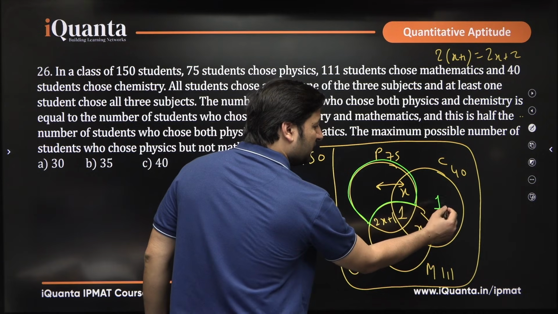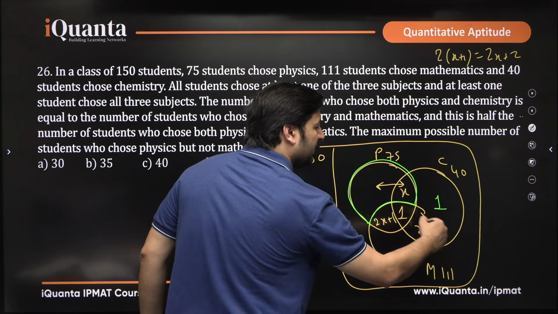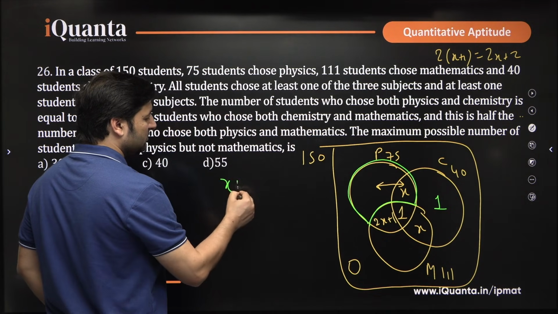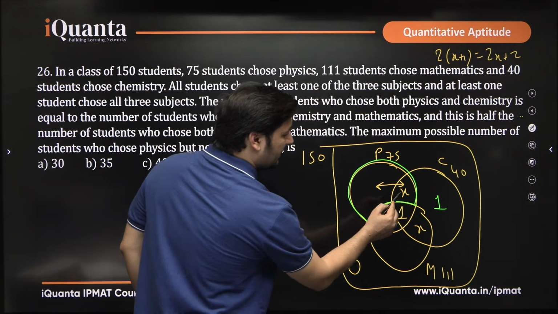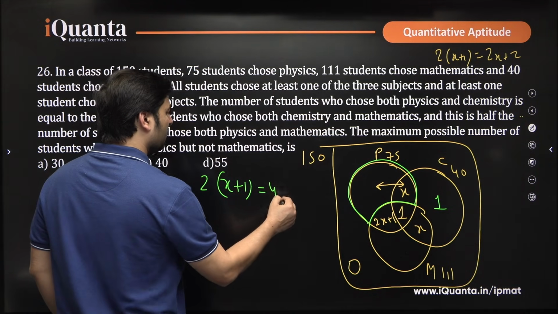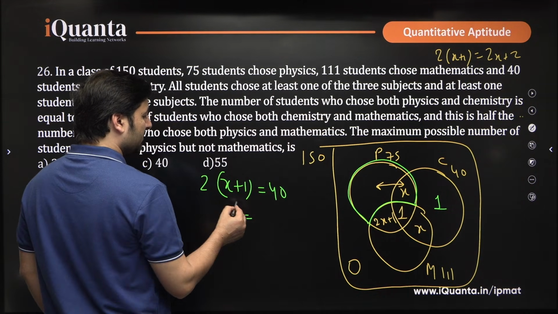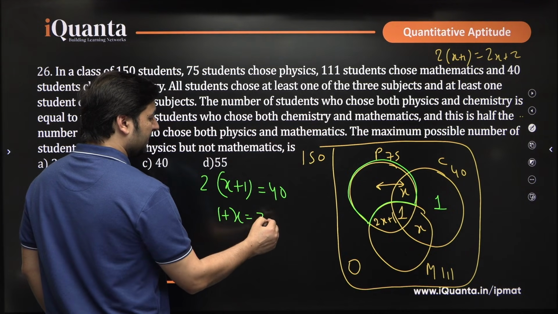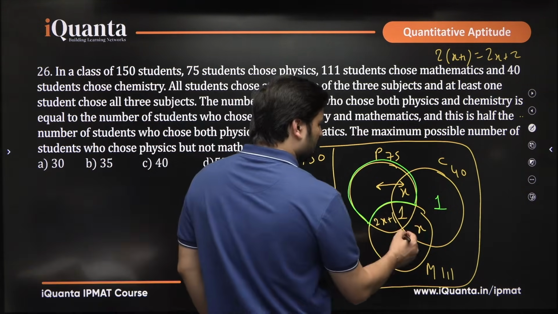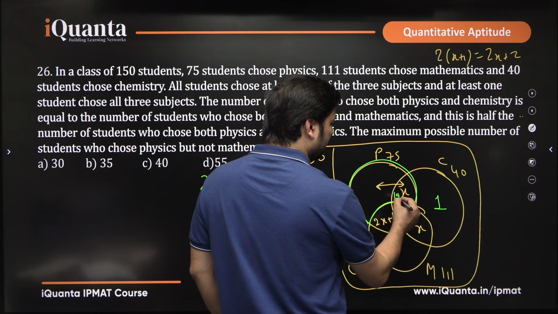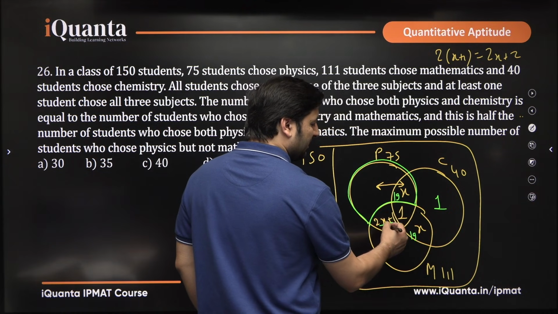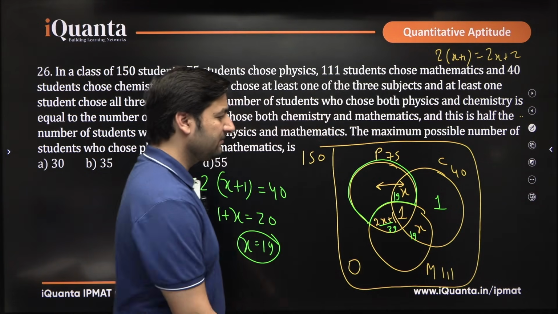If this is minimum 1, can I calculate the value of x from here? X plus 1 plus x plus 1, the total region of chemistry, is 40. So, that should be equal to 40. So, x will be equal to what? I mean x plus 1 will be 20, x will be 19. I am getting x equal to 19. If I am getting x equal to 19, let me put 19 here, 19 here. This should be 19 into 2 plus 1, that means 39 here, isn't it?